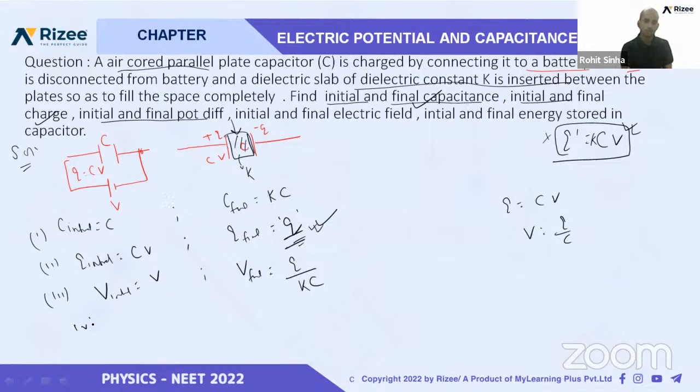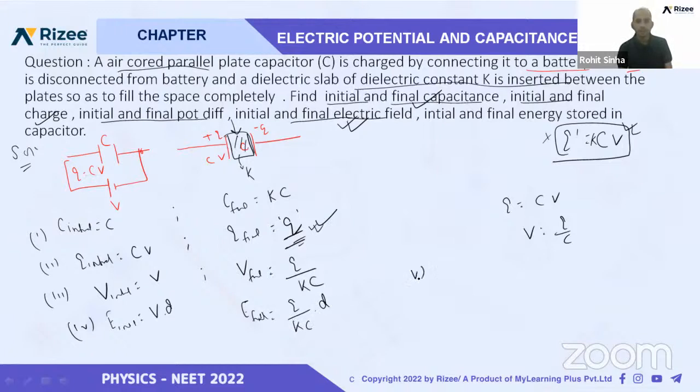Now, fourth part. It is telling us to find the initial and final electric field. Initially, we know that the electric field E is equal to V by D. This is only for the final electric field. V will be Q by Kc into D.